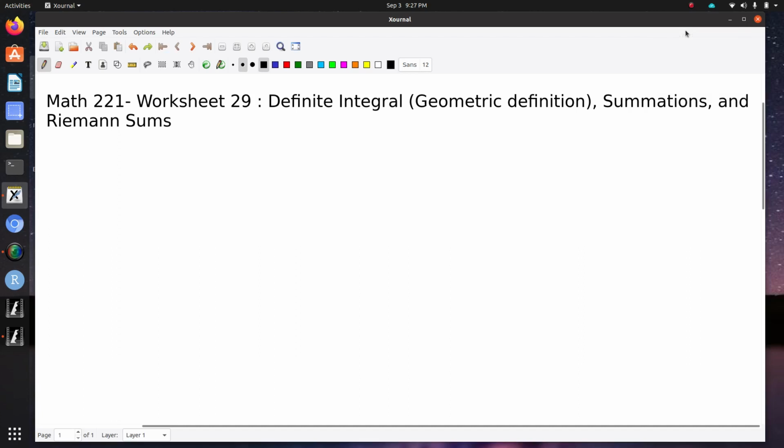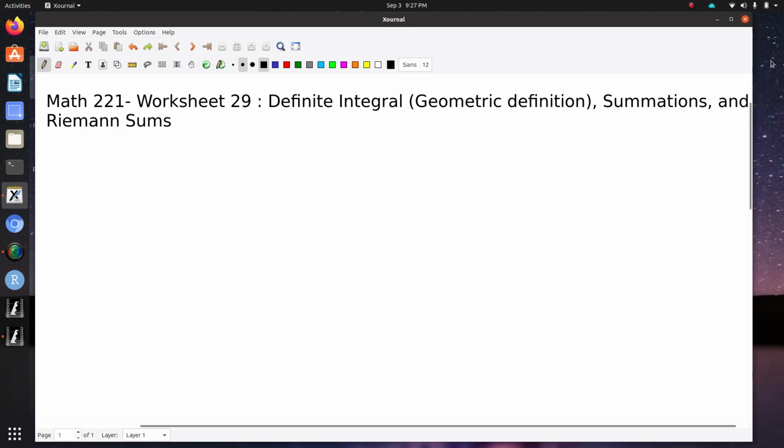All right, worksheet 29. So we're going to begin talking about the definite integral and some summations and Riemann sums and all that good stuff. We're going to do so by looking at the exercises in the worksheet and problems that are similar. First of all, as always, I need to get control of my computer.